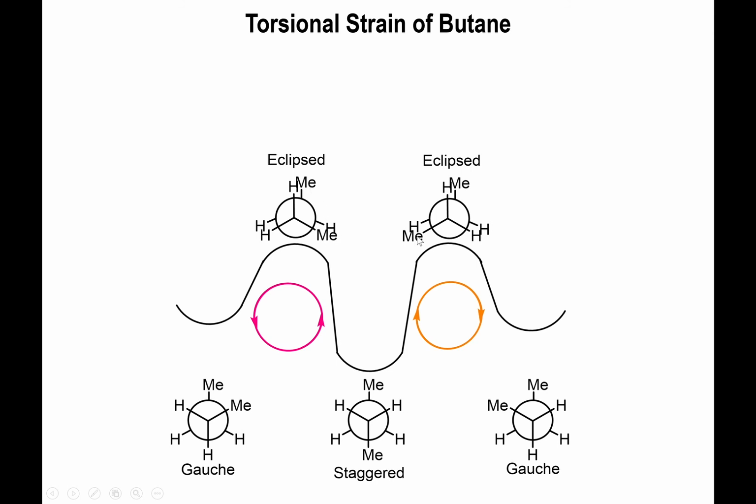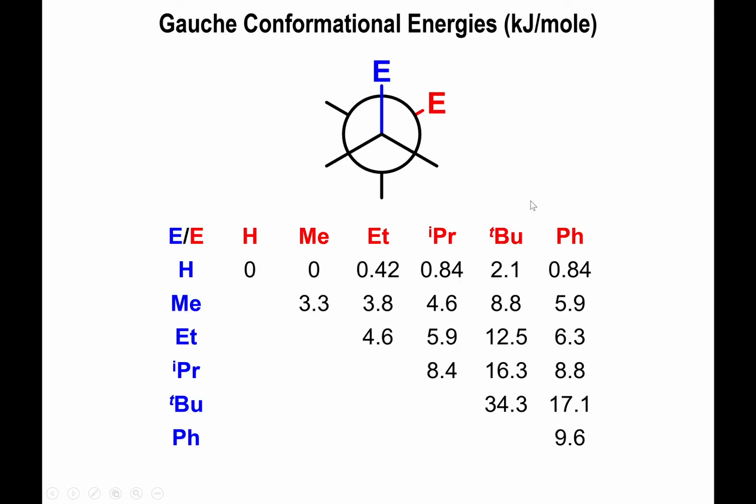Over here, same idea. This methyl group going clockwise will be in between the hydrogen over there and the methyl over here. And whenever this happens, whenever the big groups end up right next to each other, we refer to this conformation as the gauche conformation. And these also have energies associated with them.